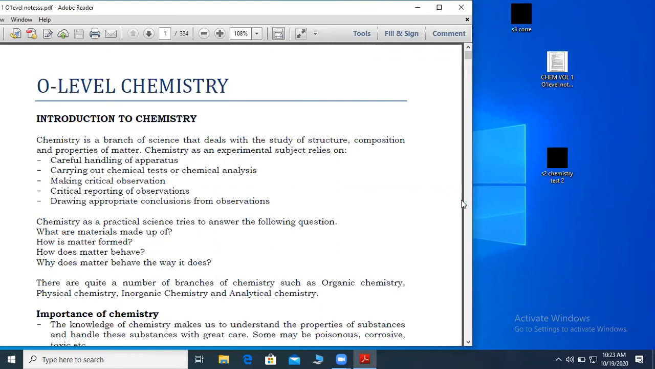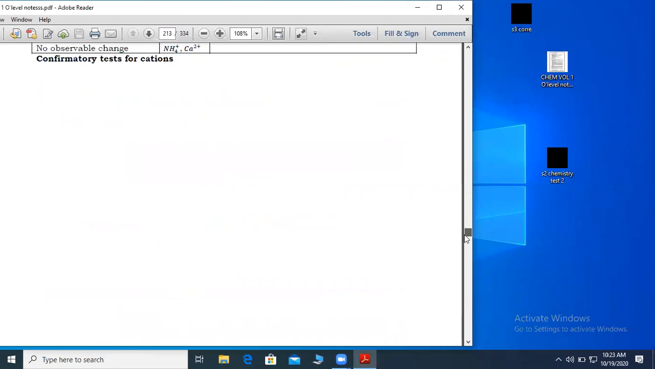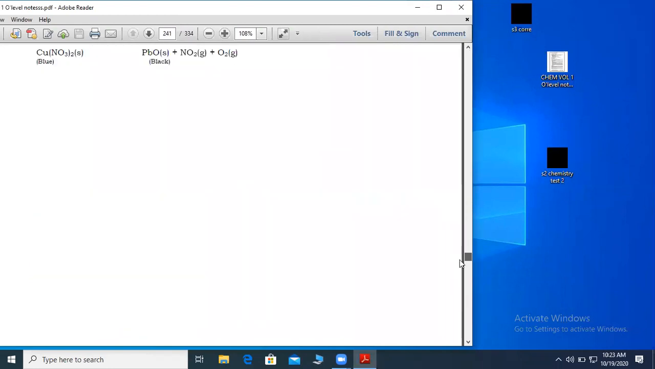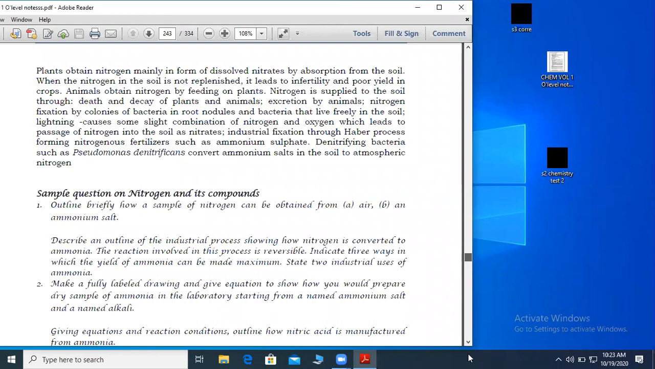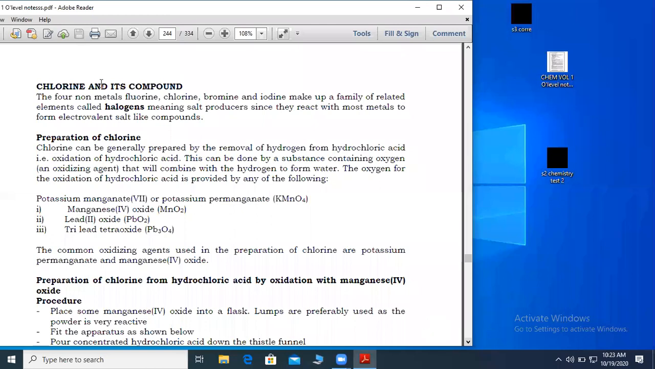Now we are going to another topic. I told you page 244. Page 244. And what do we have there? We have chlorine and its compounds. So this is where we are. It's a new topic now. And I'm very sure the way you have been understanding the other ones, it is the same way you are going to understand this one. So chlorine and its compounds.